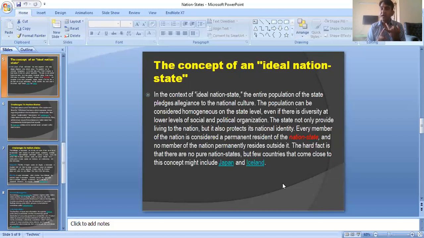Now, you can find lots of nations. We can also find lots of nation states or countries. But you can't find the nation state. It's almost impossible or very, very difficult to find.